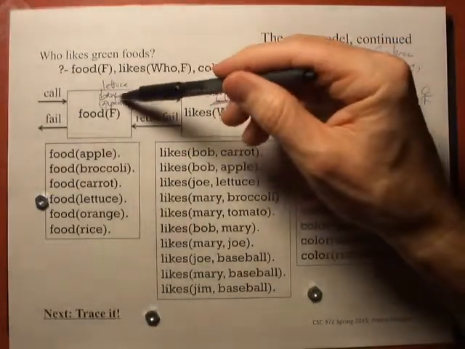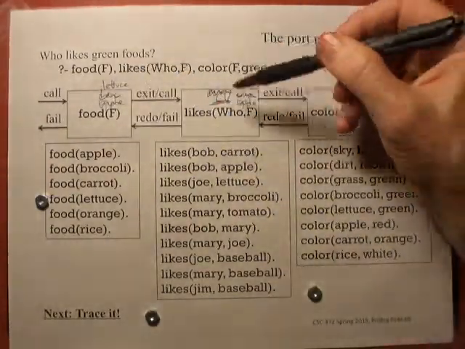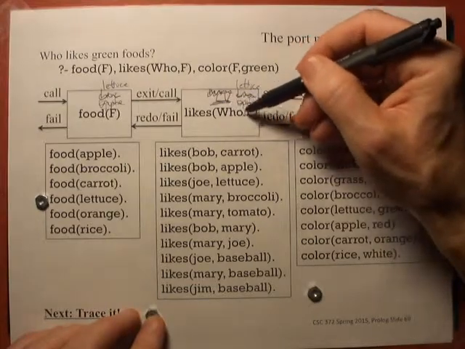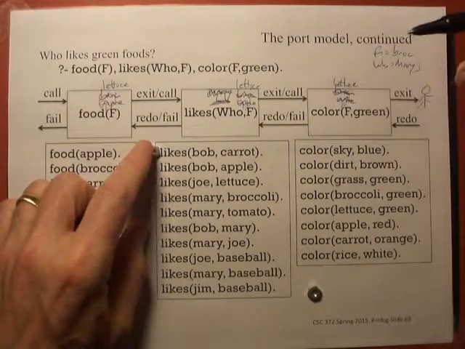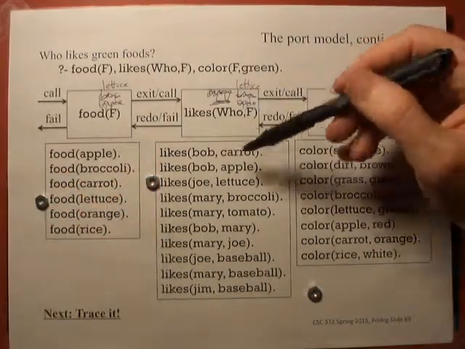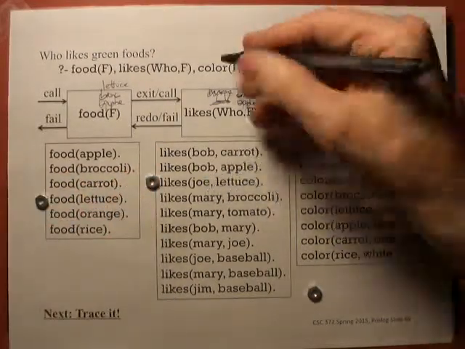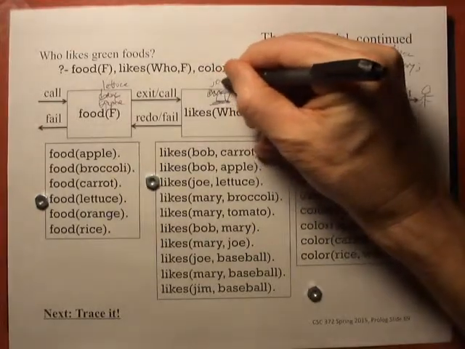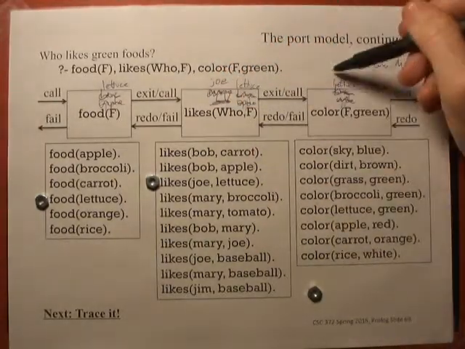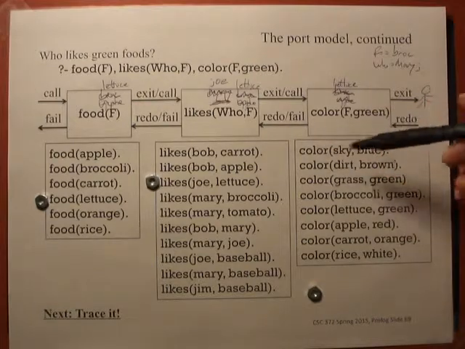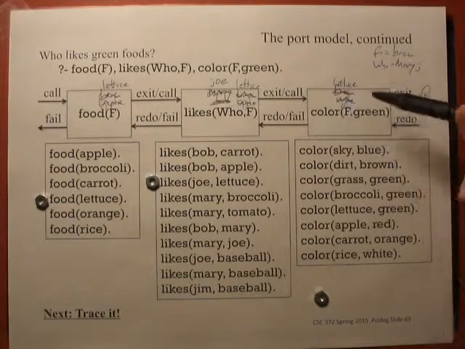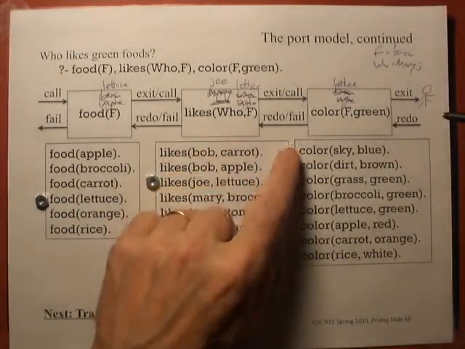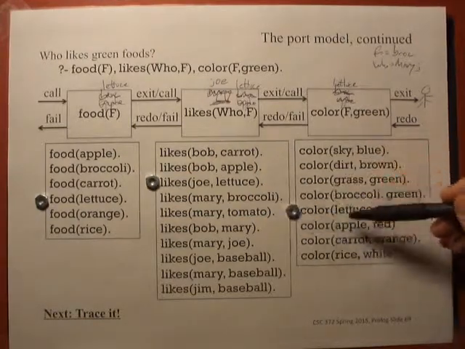Then we exit this goal, call likes. Now we're looking to unify with who and lettuce. Who likes lettuce? We come down here and find a unification with likes Joe lettuce. So now who is instantiated to Joe. We then exit this goal, calling color, and we're looking for color lettuce green. Is lettuce green? We go down here and we eventually find it, lettuce green.